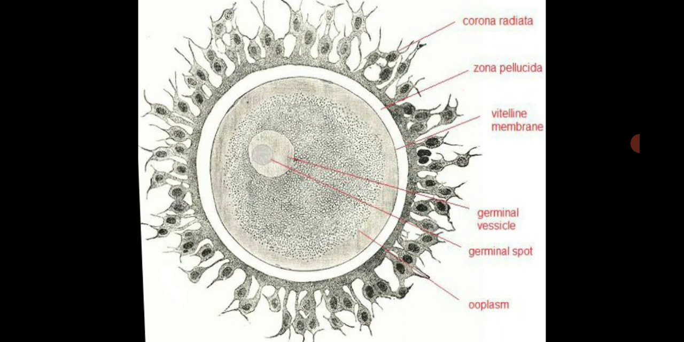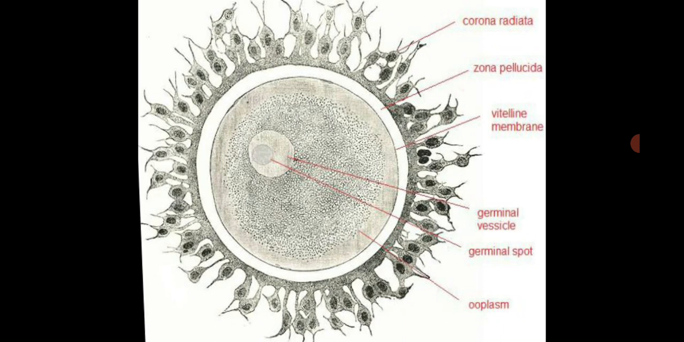The release of this structure from the Graafian follicle is under the influence of the hormone luteinizing hormone, which is released by the anterior pituitary cells called luteotroph cells.